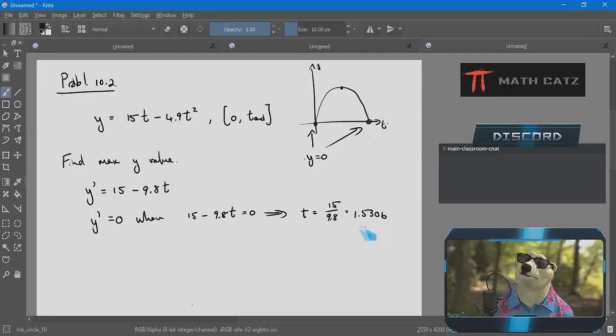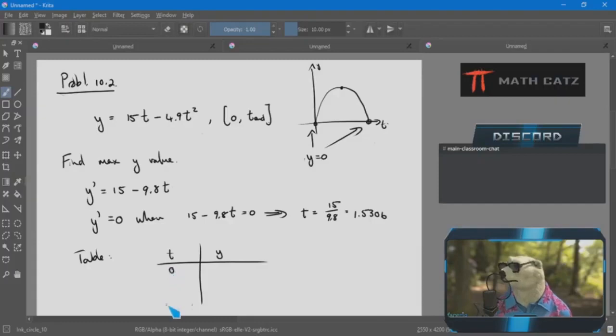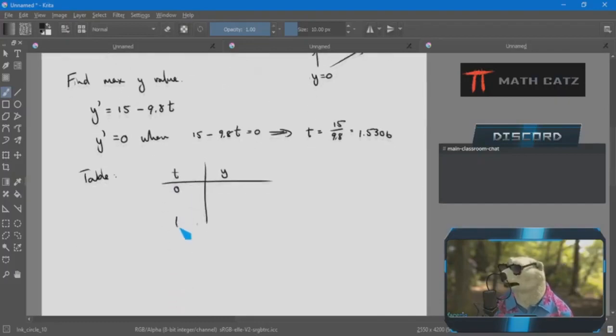I don't know if I'm going to need this in the future, but I want to be ready and aware of that. So I can make my little table if you want, just for the sake of it. My t values and my corresponding y value. I have my endpoint 0, and I'm not exactly sure when it falls yet, but there is another endpoint, and I think we're calculating it later. And then I have this 1.5306. Now I know at the endpoints my y value, my height is 0.